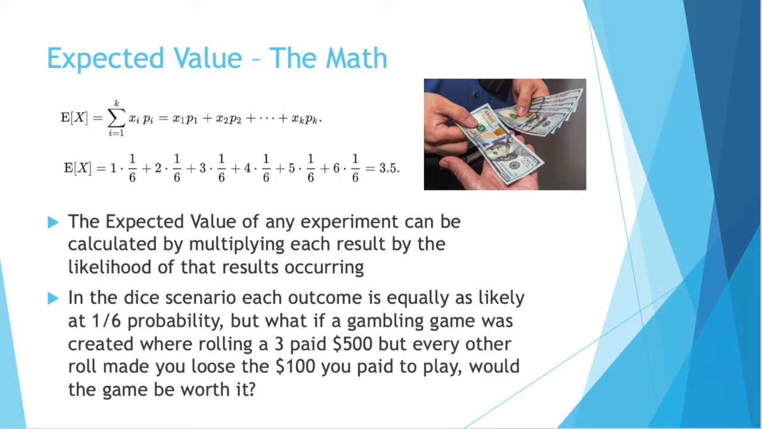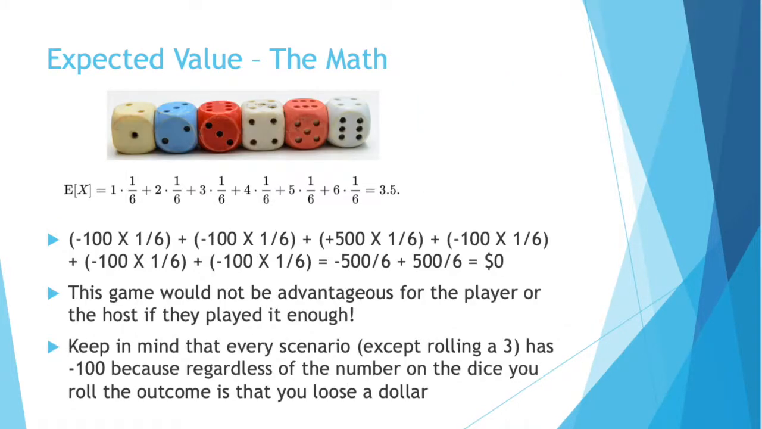Let's stick with our dice for an actual example. Assume someone offered you a gambling game that you had to pay $100 to play once. If you rolled a 3, you got $500. But if you rolled anything else, you lost $100. Would you play? In this game, if you rolled anything besides a 3, you paid $100 and win nothing.